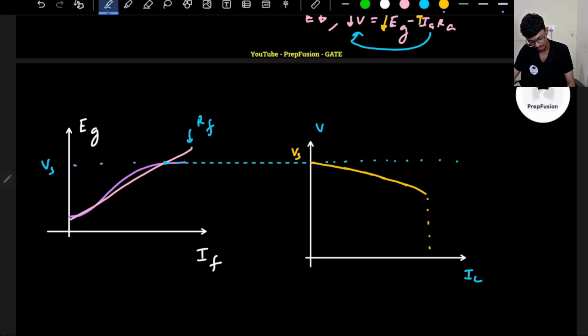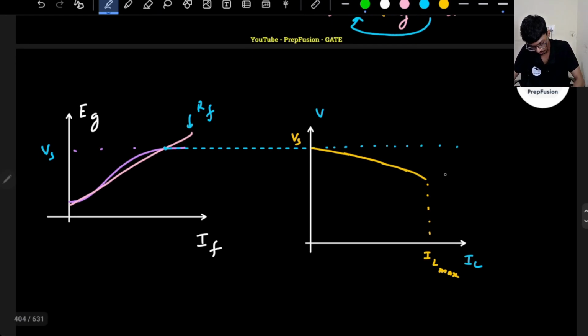Here, the current will be maximum. This will be the IL maximum, the current that the generator can take. After that, there will be a huge sharp drop. Why will there be a sharp drop? I will discuss this.